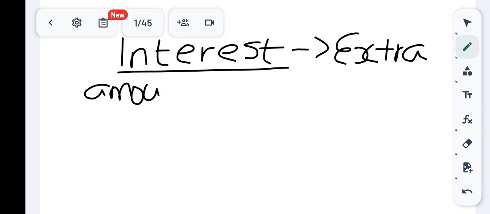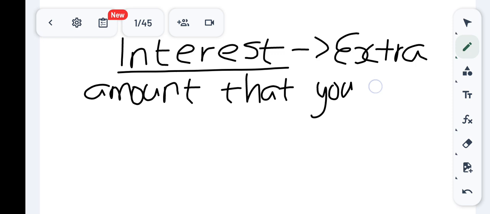Or it can be again the extra amount of money that you earn when you save or when you invest. When you borrow, obviously you will pay, but when you invest or when you save, you will earn. So interest is the extra amount that you pay or earn.